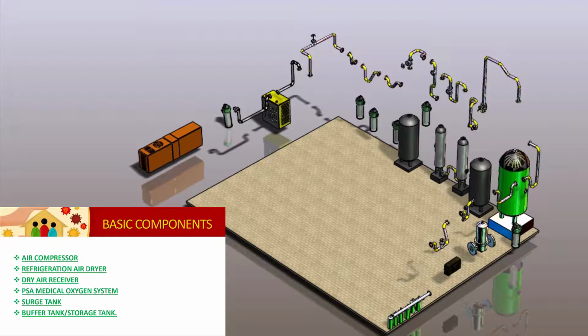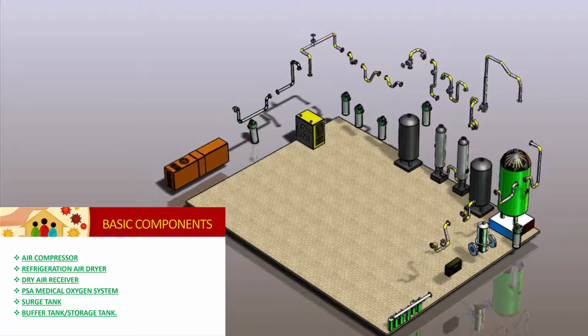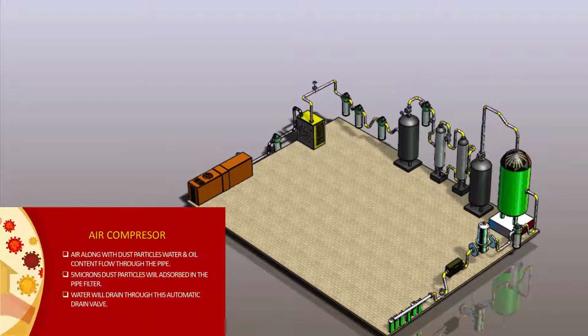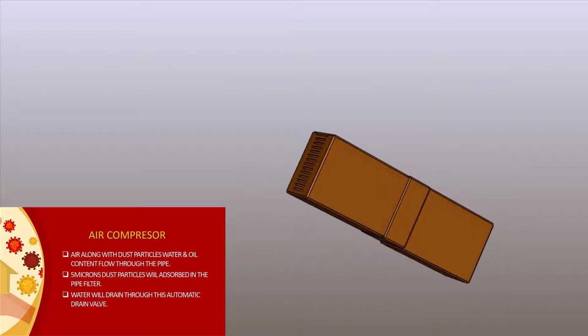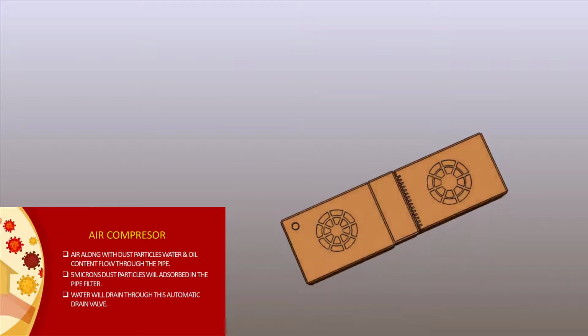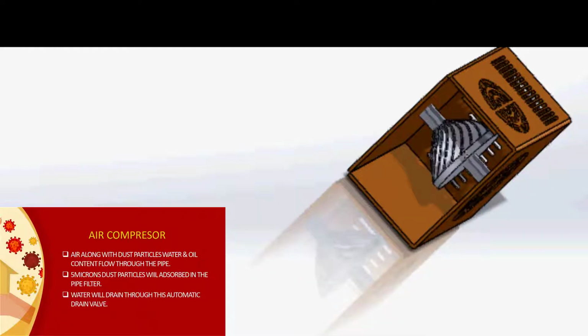The basic components of the PSA medical oxygen system are air compressor, refrigeration air dryer, dry air receiver, PSA medical oxygen system, storage tank, and buffer tank. So the first component is the air compressor, where the air along with dust particles, water and oil content flows through the pipe. And the air after the compressor is passed to the pre-filter where 5 micron dust particles will be adsorbed. Water will drain through the automatic drain valve present at the bottom of the pre-filter.